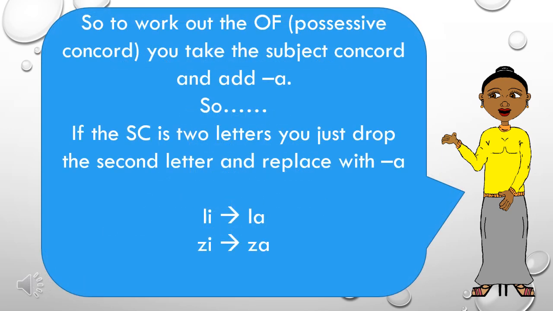So if you want to work out the of instead of just learning it off by heart, it's quite simple. You take the subject concord and add a. So if the subject concord is 2 letters, you just drop the second letter and replace with a. So li, drop the I, becomes la. Zi, drop the I, becomes za.